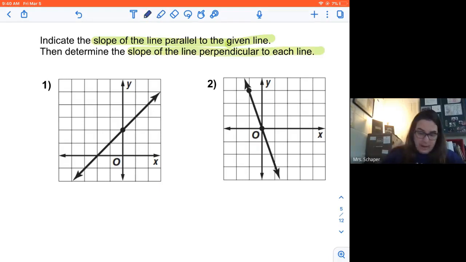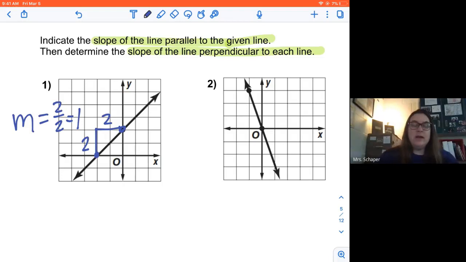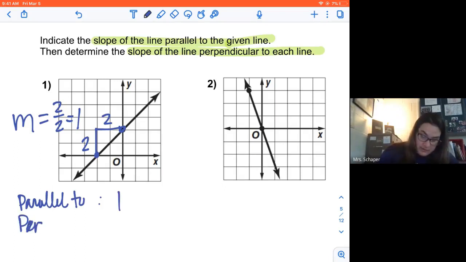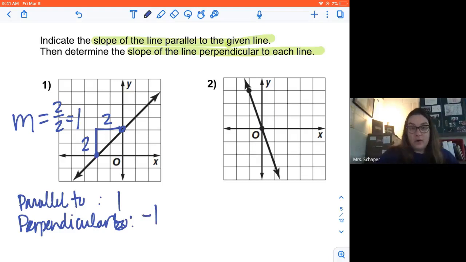So for question 1, I need to figure out my slope first. So I'm going to find two ordered pairs. I'm going to realize that I rise 2 and I run 2. So 2 over 2 is equal to 1. So the slope of the line is 1. So the slope of the line parallel to it is going to be 1. It's going to be the exact same. And the slope of the line perpendicular to it is going to be -1. All right, so this is what we're trying to figure out on this. Let's take a look at the next one.